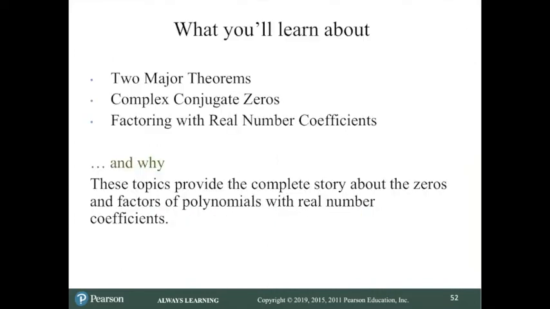So in this section, we're going to learn two major theorems, or review them. Hopefully you've seen them in algebra. We're going to look at complex conjugate zeros. So complex zeros and their conjugates always come in conjugate pairs, and we'll review what that means. And then factoring with real number coefficients. And why is this important? These topics provide the complete story about the zeros and factors of polynomials with real number coefficients. And remember, a lot of real world applications can be modeled by polynomials.